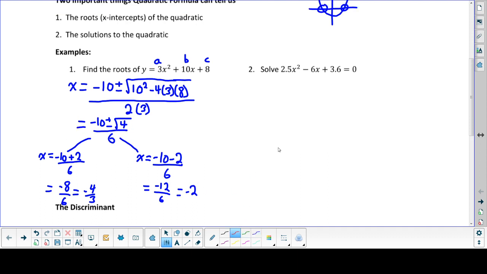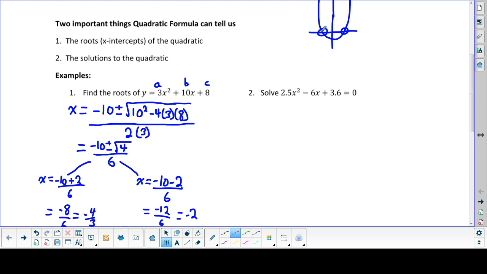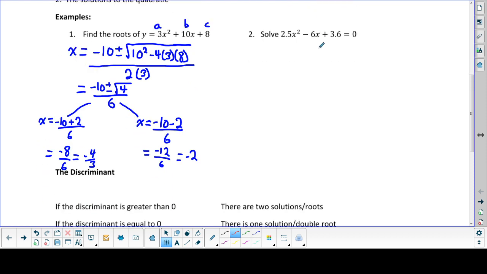So when we're finding the roots, we're finding points. So these points are an x value where the y is 0. So I'm just going to write that over here because I'm out of space. Maybe we'll squeeze it down here. No, we're going to do it over here. So roots are negative 4 over 3, 0, and negative 2, 0.